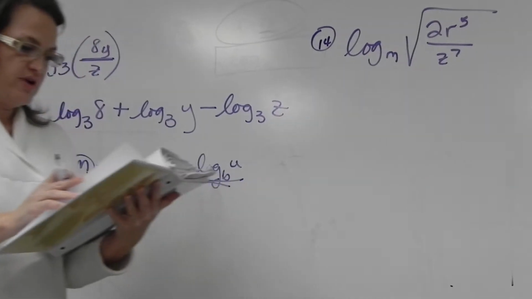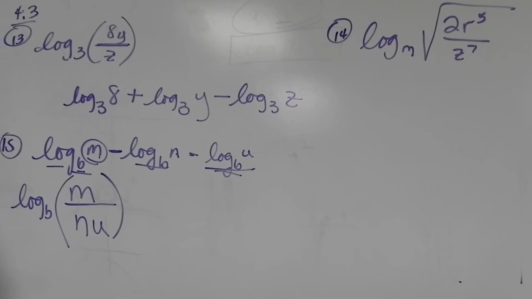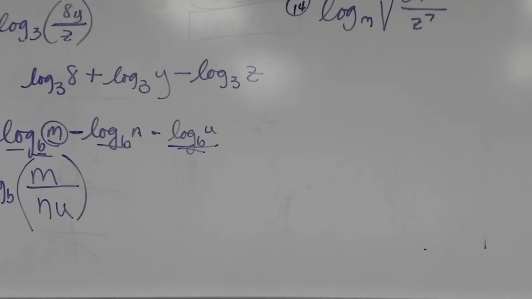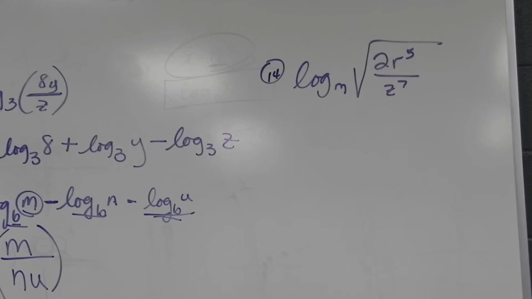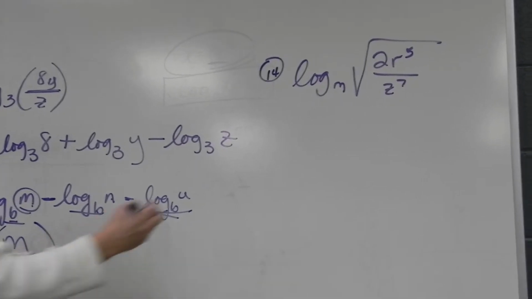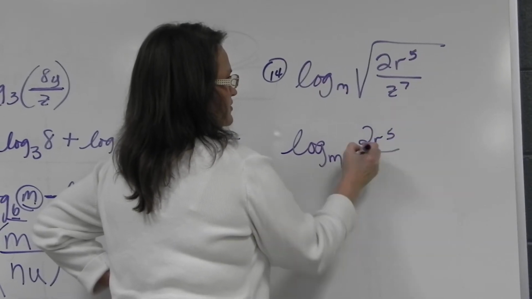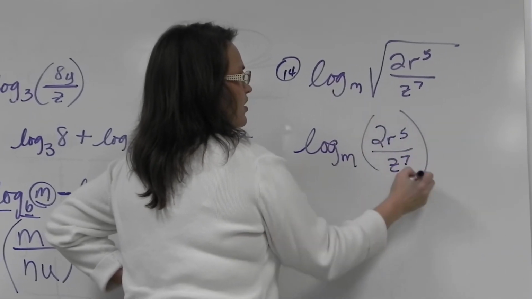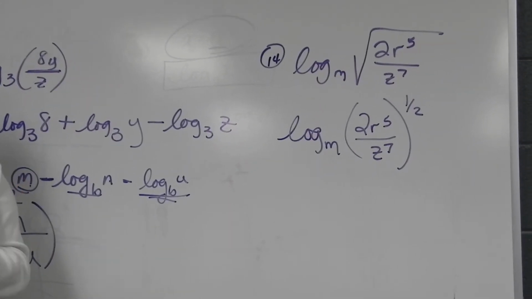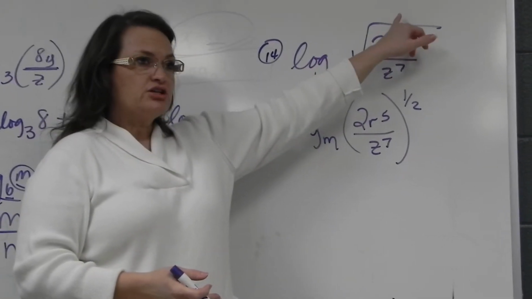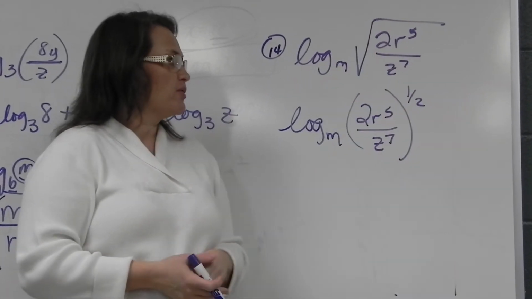Okay, this time I'm generated out. One thing you need to remember to do this one is that the square root symbol means the 1/2 power. So we're going to write this as log base m of 2r to the 5th over z to the 7th, and all of that is raised to the 1/2 power. Okay, so if you have a radical, change your radical out to a power. Radical with square root is a 1/2 power.